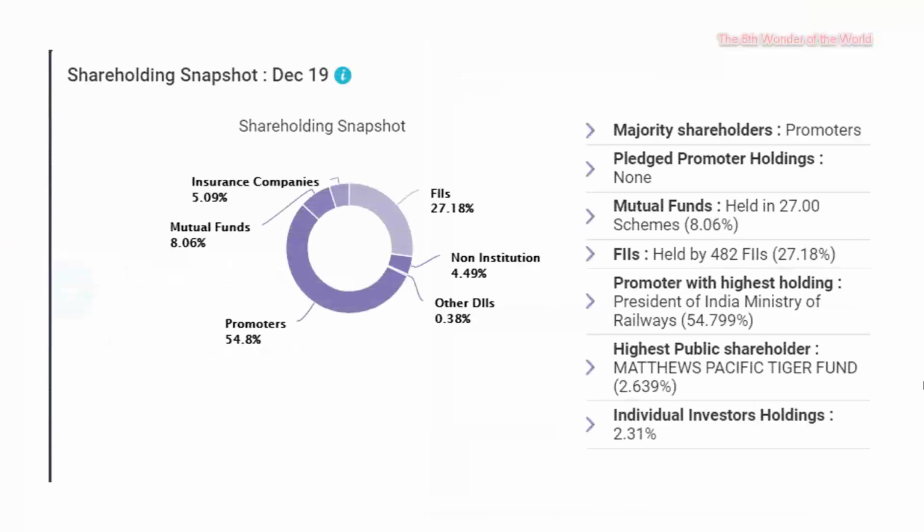So talking about the shareholding snapshot, the majority shareholding is by the promoters, who is none other than the President of India, holding through the Ministry of Railways, which has 54.799%. It is held in 27 mutual fund schemes, which contribute to 8.06%. It is held by 482 FIIs, which contributes to 27.18%. The highest public shareholding is Matthews Pacific Tiger Fund, which has 2.639%, and the individual investors hold 2.31%. And the DIIs have 0.38%. The non-institutional investors have 4.49%, and it is held by the insurance companies, which contribute 5.09%.